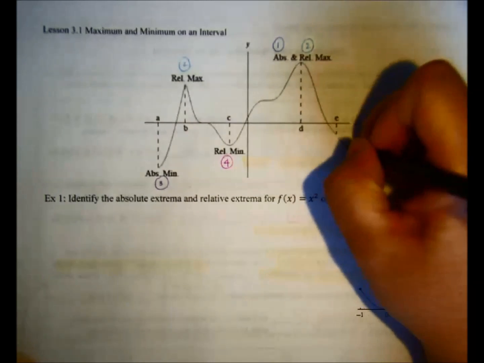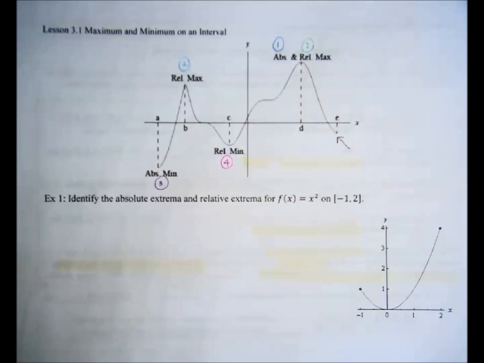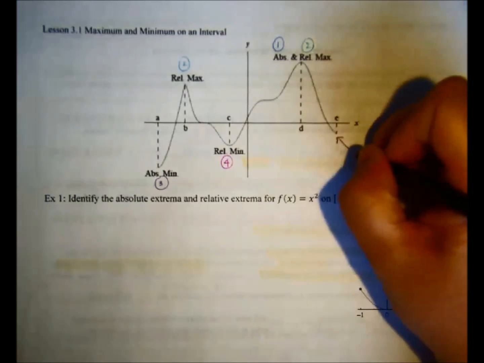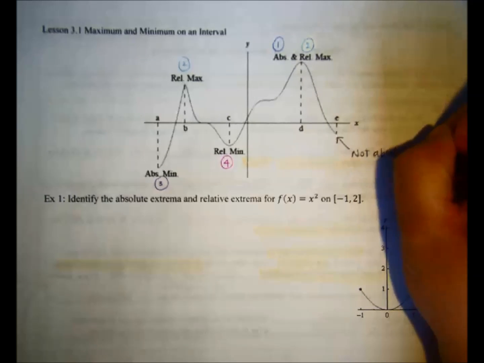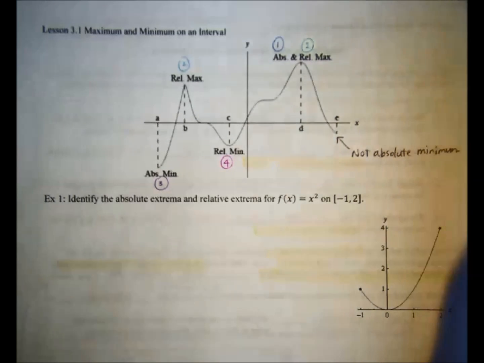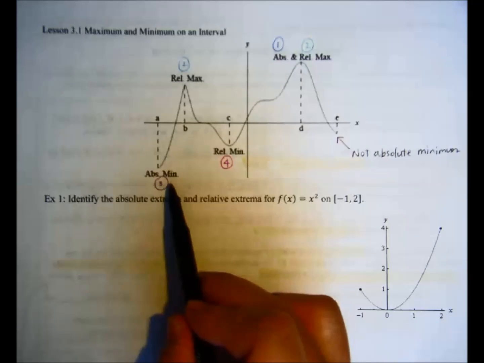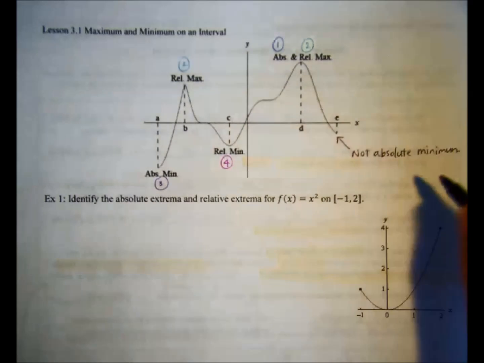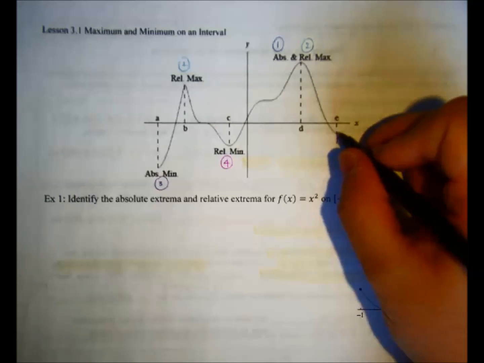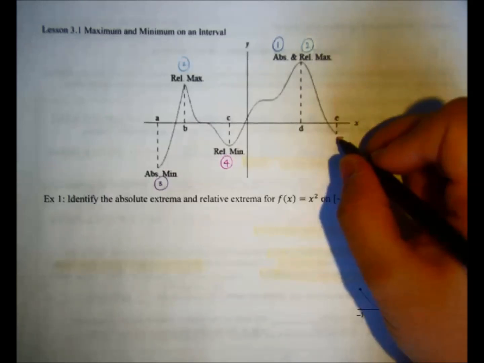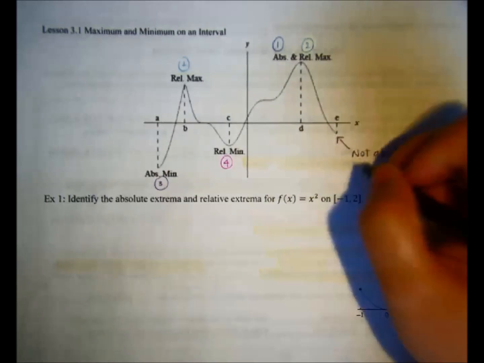Now, some of you might be wondering why this point hasn't been labeled. Remember that this is not an absolute minimum because we already see that this point at x equals a is lower. And it can't be the relative minimum either, because we said in the previous page on the definitions that we can't have a relative minimum at an endpoint.